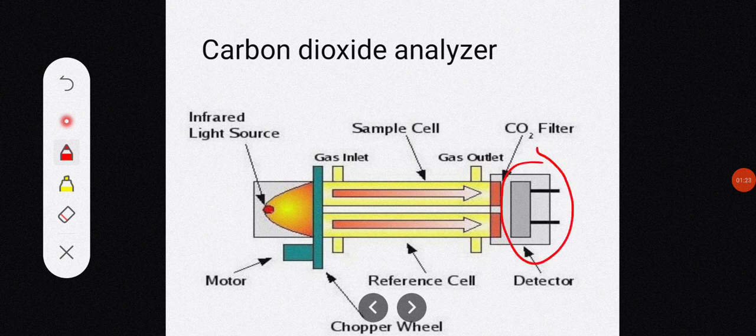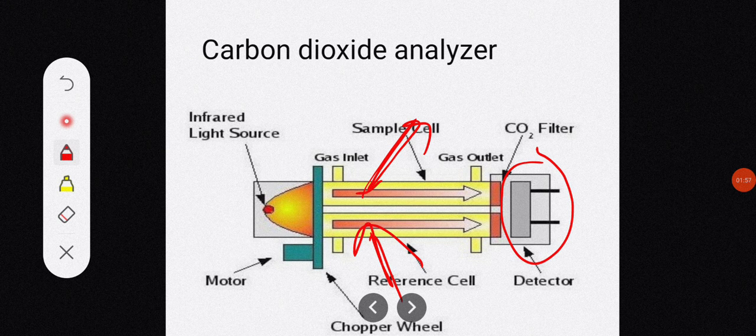So the first tube is the reference cell and is filled with a non-absorbing gas such as nitrogen. That is, nitrogen does not absorb infrared radiation. So this reference cell is filled with nitrogen, and it does not absorb any infrared radiation. And the second tube is the measurement cell, which contains the gas sample containing carbon dioxide to be analyzed.